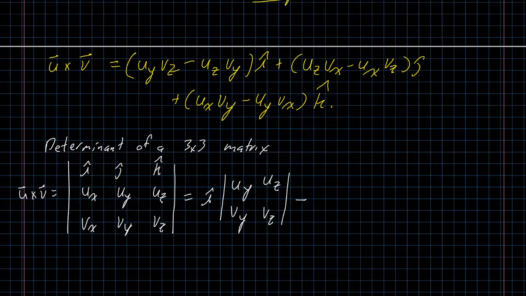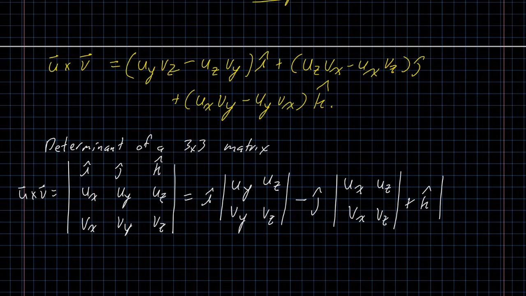Alternating sign, so minus j hat. If you eliminate the row and column that has j hat, it will be ux, uz, vx, vz. And then alternating sign, this will be plus k hat times, if you eliminate that row and column, ux, uy, vx, vy.